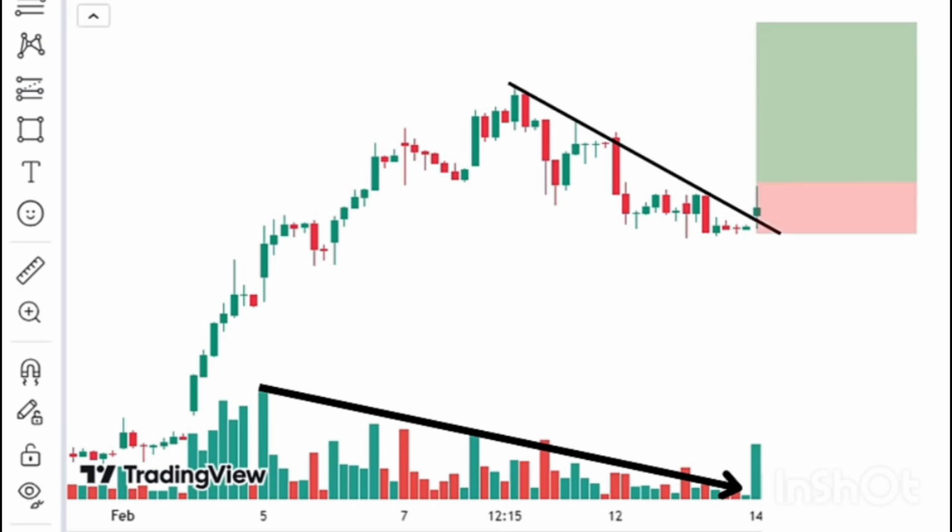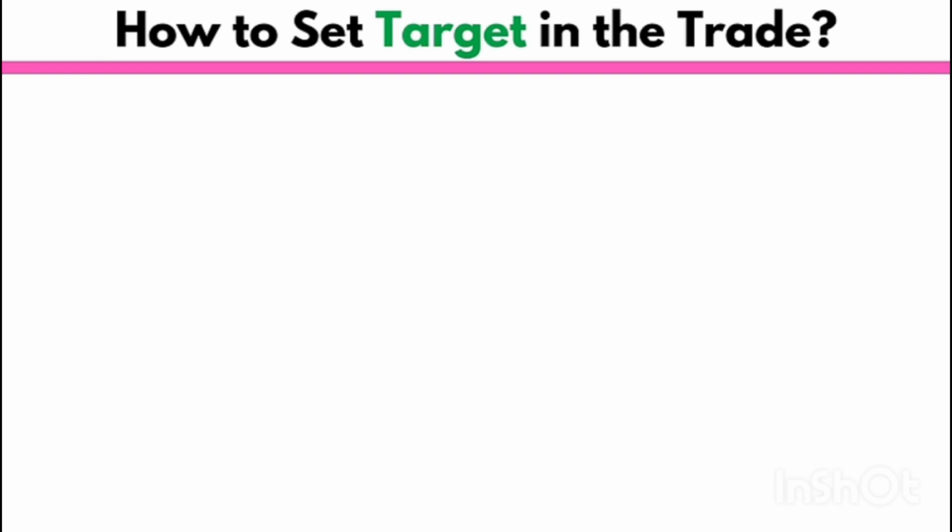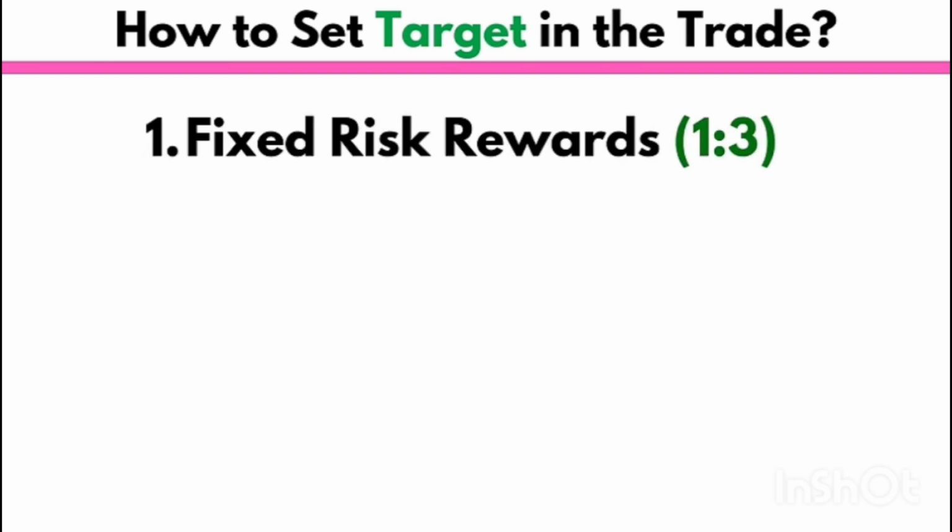Stop loss and exit strategy. There are 2 ways to place your stop loss. Place it below the low of the breakout candle. If the recent swing low is nearby, place the stop loss below the swing low. For exits, you can use 2 methods. Method 1, use a fixed 1:3 risk to reward ratio as your minimum target.